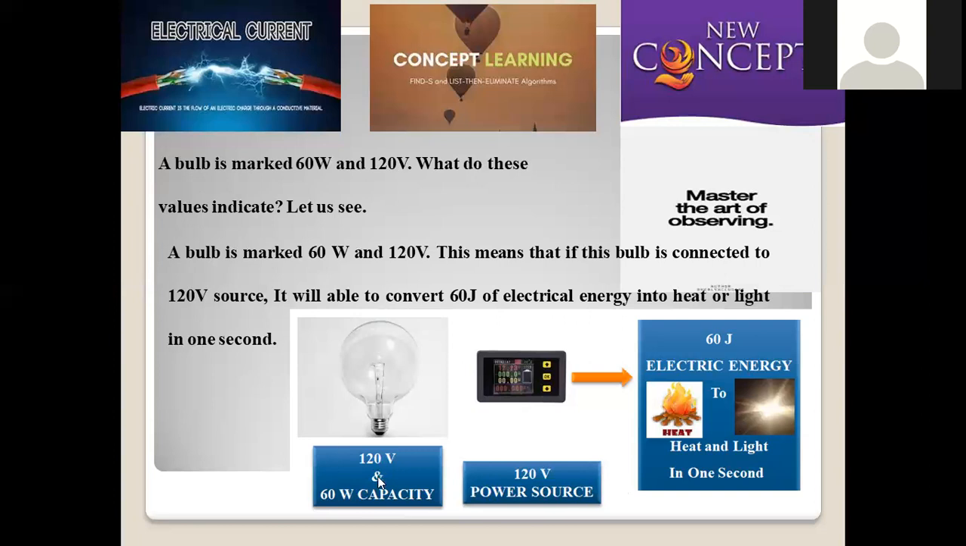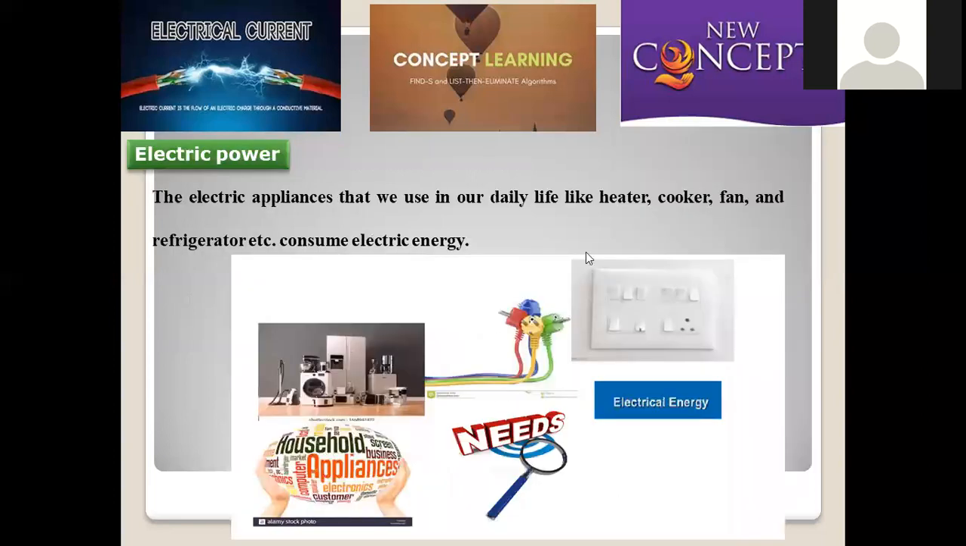So in this manner, the bulb is working at 120 volts, and at the same time 60 joules, because energy is measured in joules, 60 joules of energy it is able to convert into heat or light, or both as well, right? So that is the meaning of a 60 watt bulb with a capacity of 120 volts: it takes a 120 volt potential difference and converts 60 joules of energy into corresponding heat or light energy, or both as well.